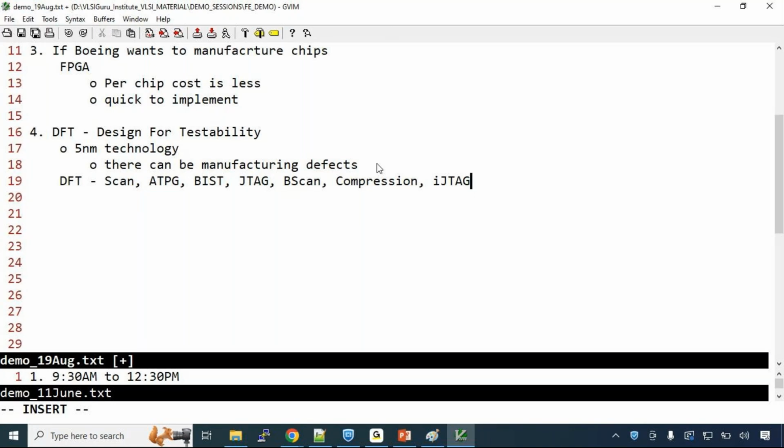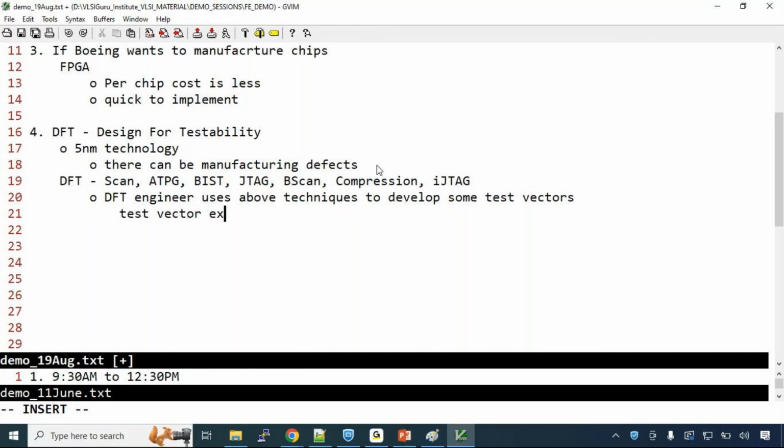Having said that, the DFT engineer won't sit and do the checking. The DFT engineer uses these techniques. What are the techniques I'm talking about? Scan, ATPG, BIST, built-in self-test, JTAG, boundary scan, compression, IJTAG, different things to develop some test vectors. You'll develop what? Some test vectors. What is a test vector example? Something like this, a long series of ones and zeros.